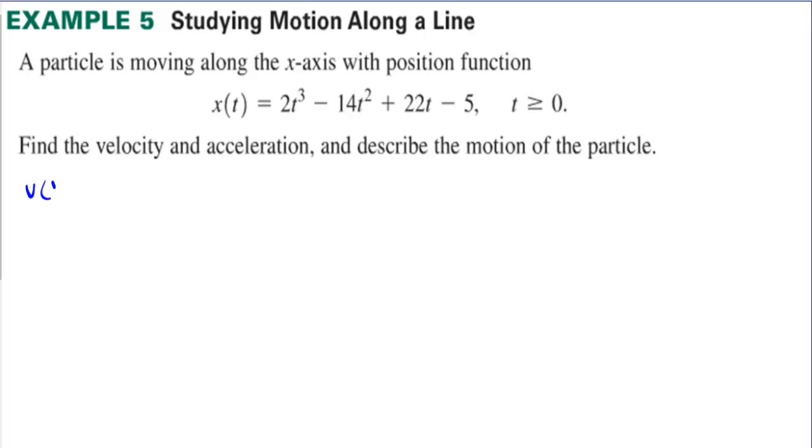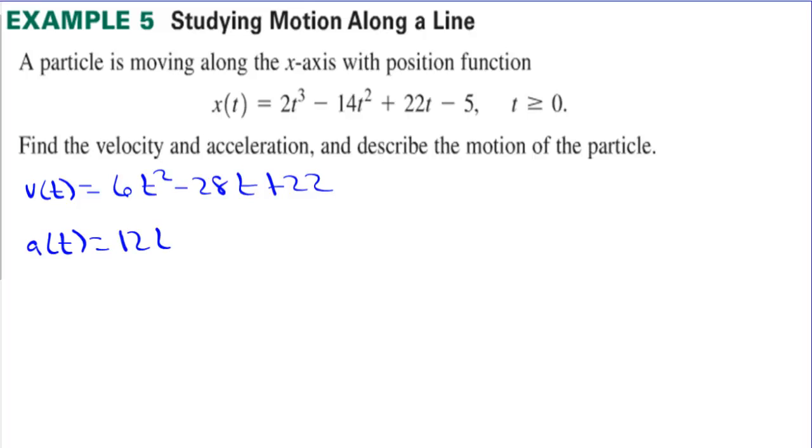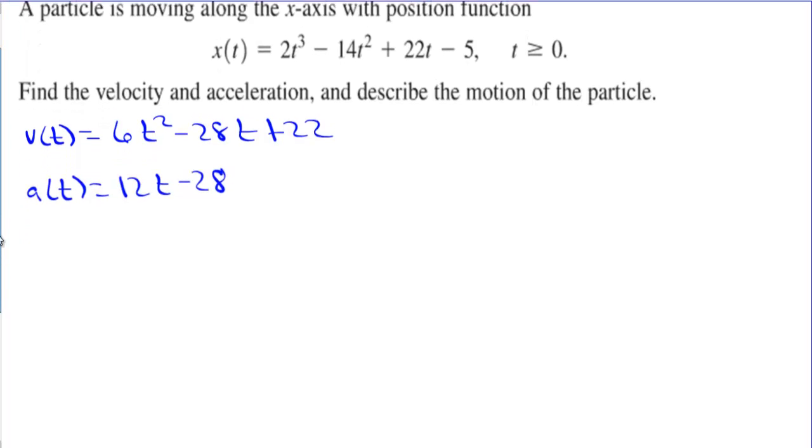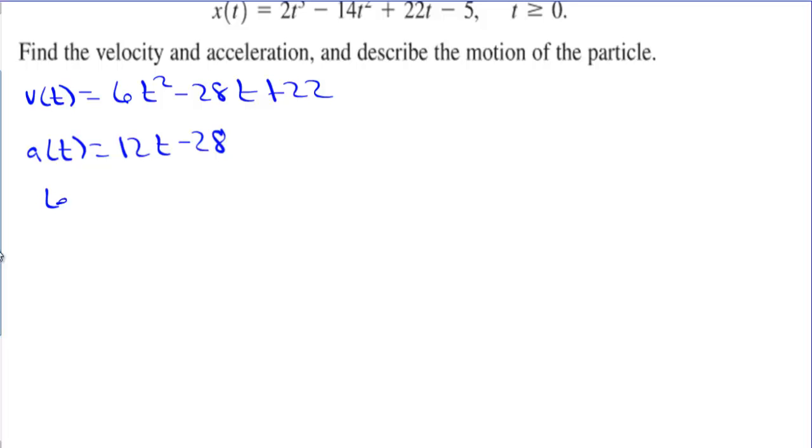So we have velocity is equal to 6t squared minus 28t plus 22. The acceleration is equal to 12t minus 28. Now to describe the motion, we're going to say when it moves to the left, when does it move to the right, when is it stopped, when is it speeding up, and when is it slowing down.